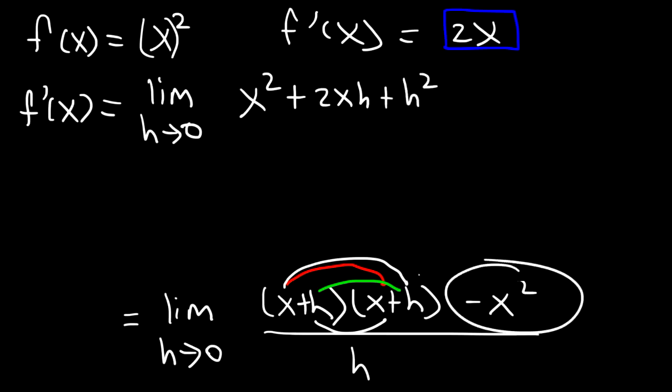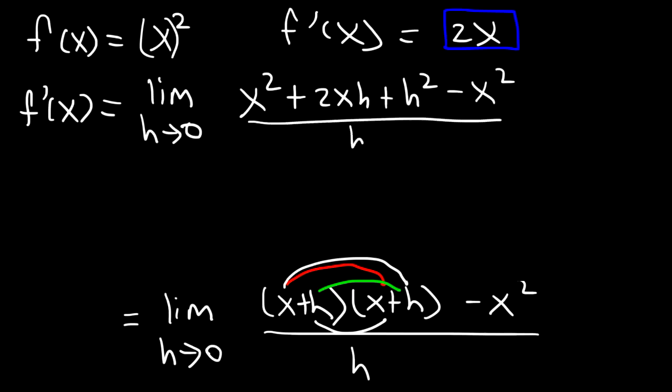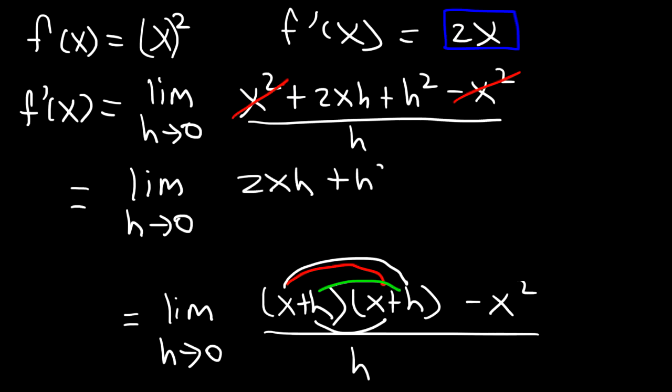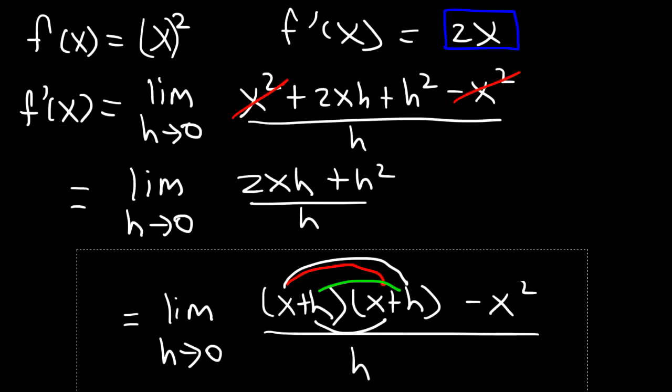And let's not forget about the negative x squared that we have on the right side. Positive x squared plus negative x squared adds up to 0. And 0 is nothing, so those two will cancel. And so we're left with 2xh plus h squared divided by h. So what do you think we need to do next at this point?